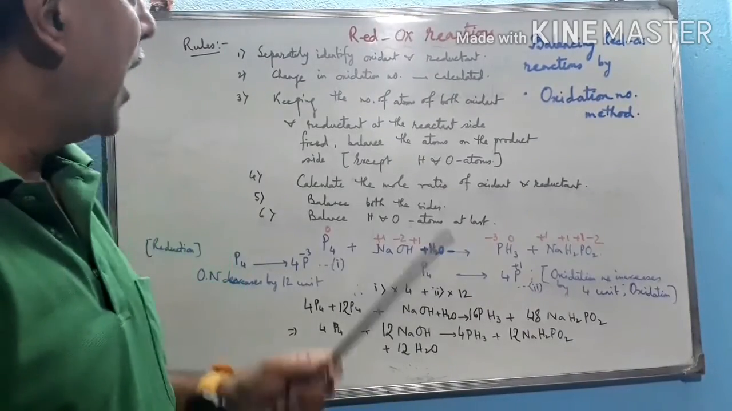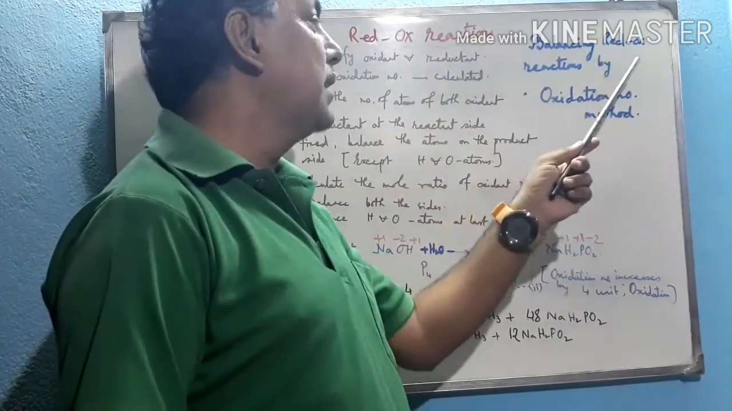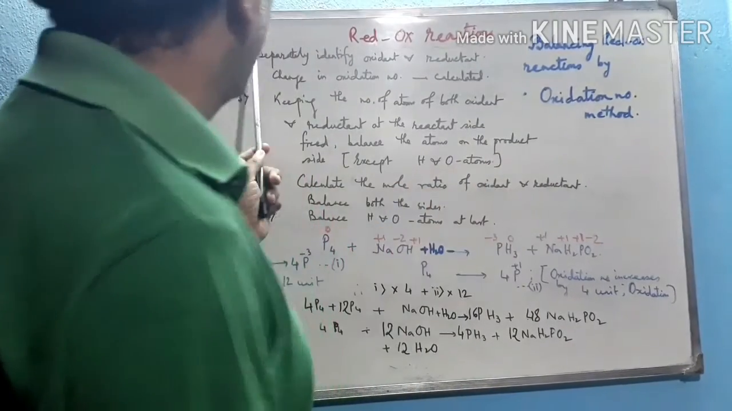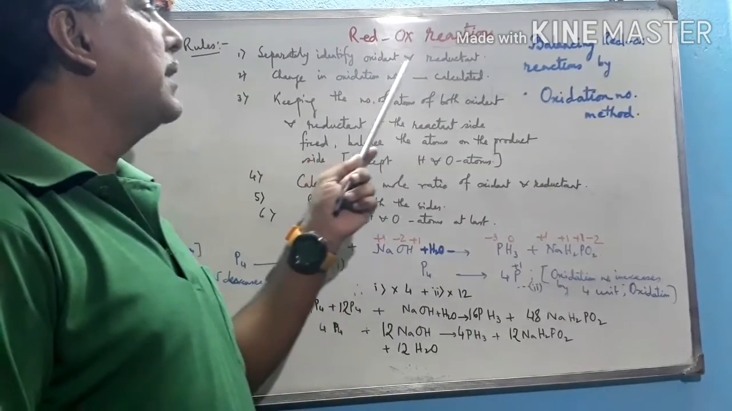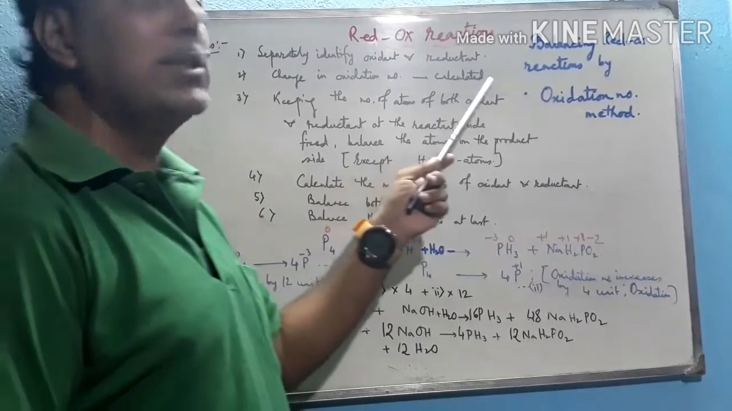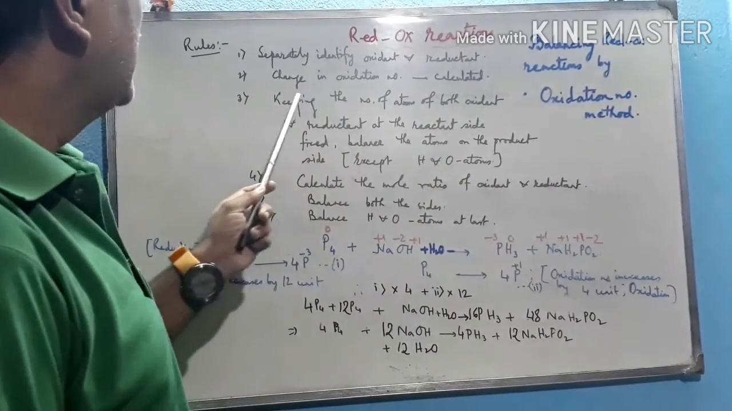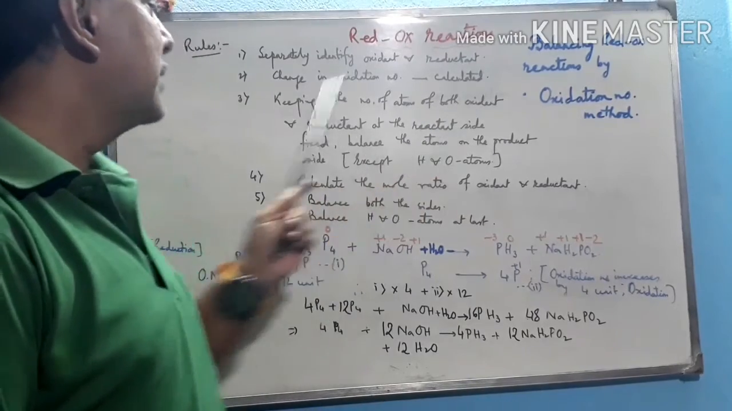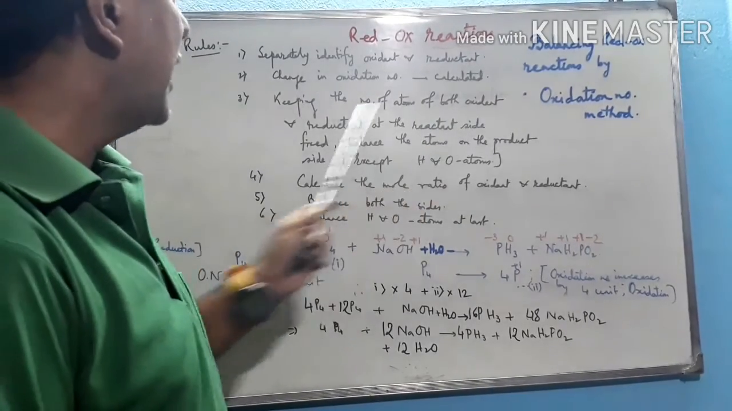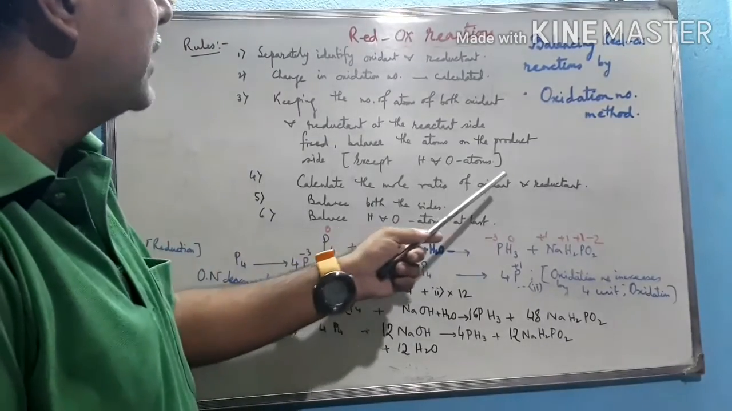Now first I am discussing the rules for balancing the redox reactions by the oxidation number method. First rule is to separately identify oxidant and reductant. Second is change in oxidation number, which we have to calculate. Third, keeping the number of atoms of both oxidant and reductant at the reactant side fixed, balance the atoms on the product side except hydrogen and oxygen atoms.